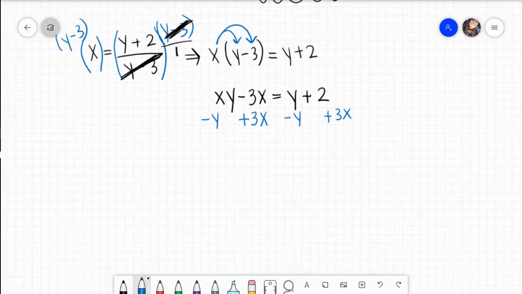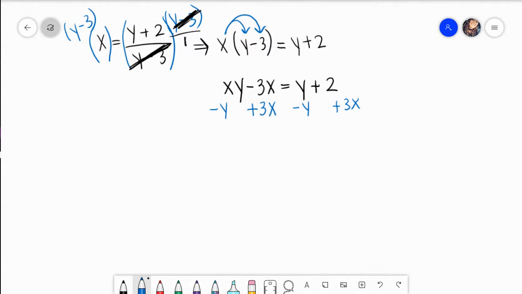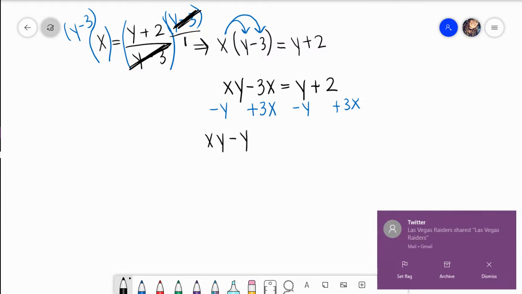So right here, we're just going to kind of look and see. Things can only be combined if they're like terms. Looking at my xy in black and my negative y in blue, those are not like terms. Those cannot be combined in any way. So I would just have my xy and my negative y.